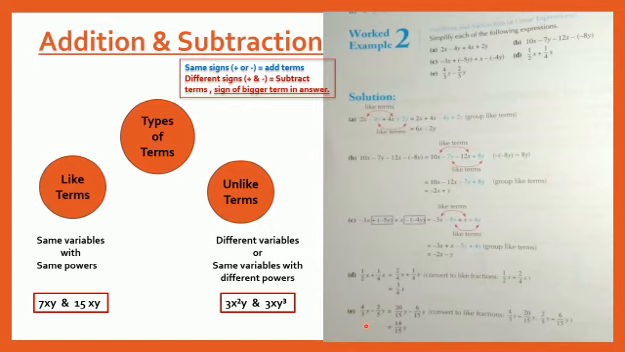In final part, you can see that 4 by 3y minus 2 by 5y. First of all, convert these fractions into like fractions, and these are equal to 20 by 15y minus 6 by 15y. Then subtract 6 by 15y from 20 by 15y, and it is equal to 14 by 15y.